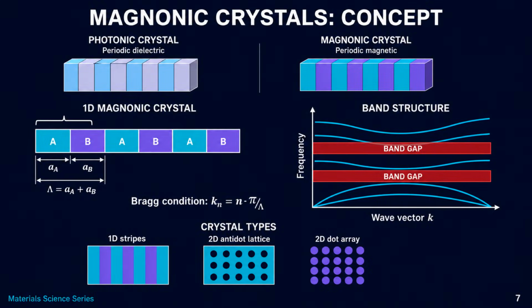Magnonic crystals are the magnetic analogs of photonic crystals. By creating periodic structures with modulated magnetic properties, we can engineer the spin wave dispersion. This creates band gaps, frequency ranges where spin wave propagation is forbidden. The gap appears at wave vectors satisfying the Bragg condition. These structures enable filtering, waveguiding, and other signal processing functions for spin waves.